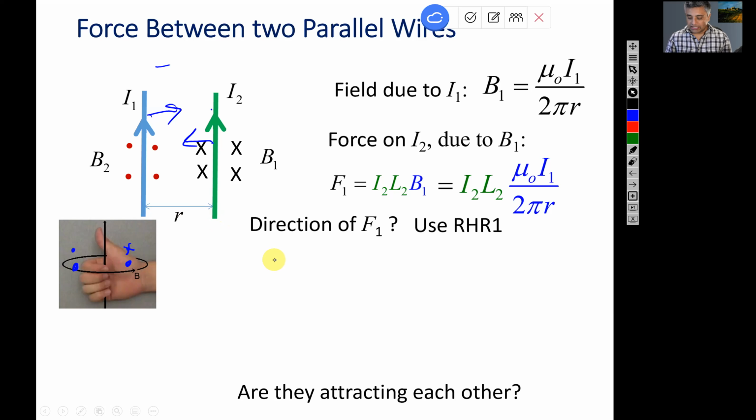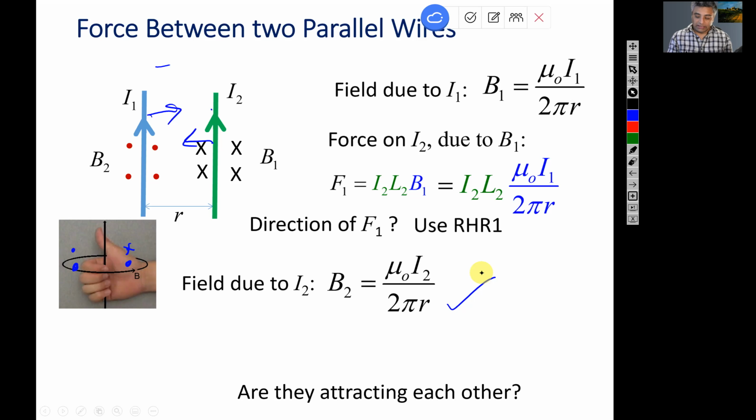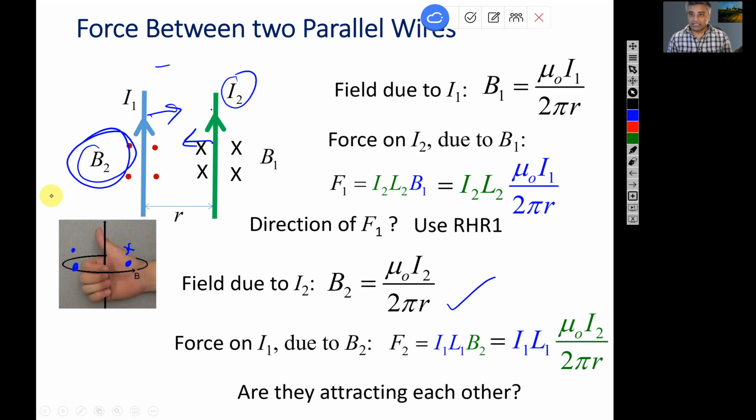But in the meantime, we can write the equation for the magnetic field due to current I2. That means we are writing the value of this magnetic field, and then we can write the force. Okay, it's the same thing. The only difference is now we are talking about force on wire number 1, so it has to have its length, and it has to have the magnetic field coming from the other wire. So that's how we can find the force between these wires when their current is flowing.